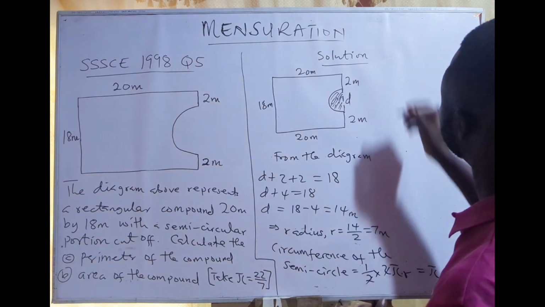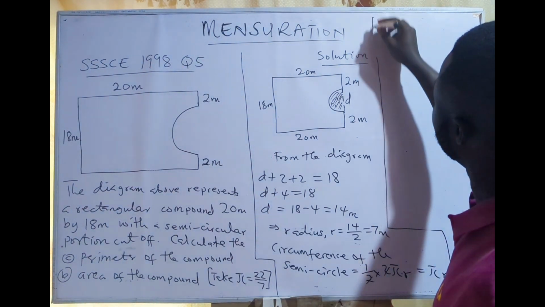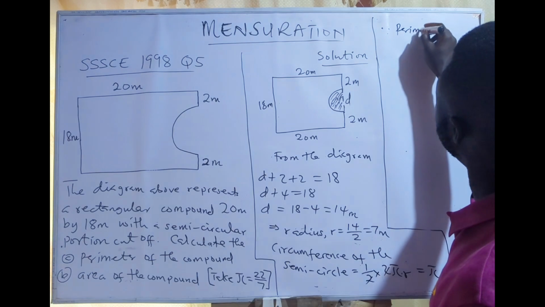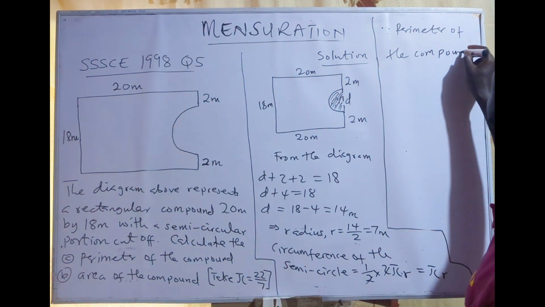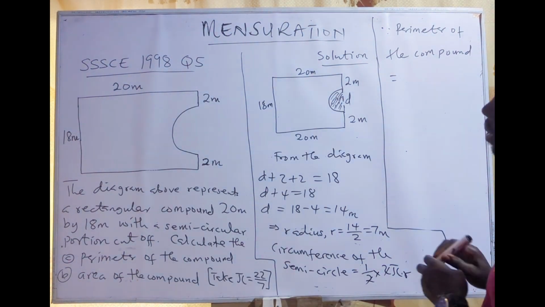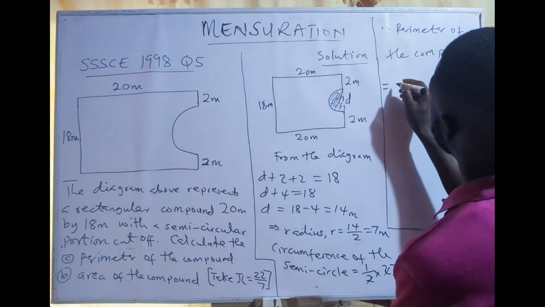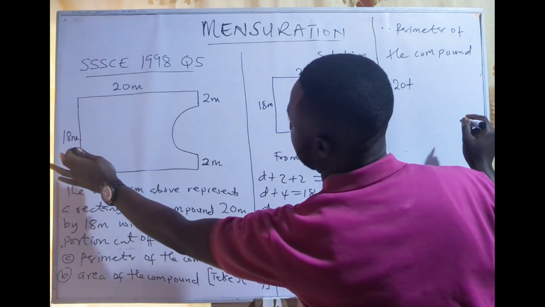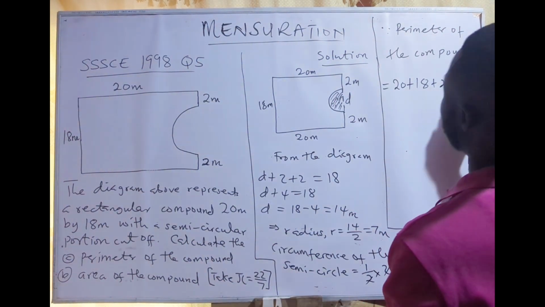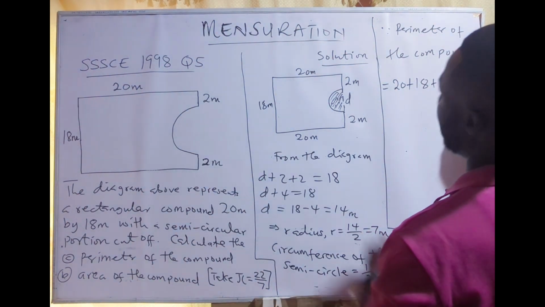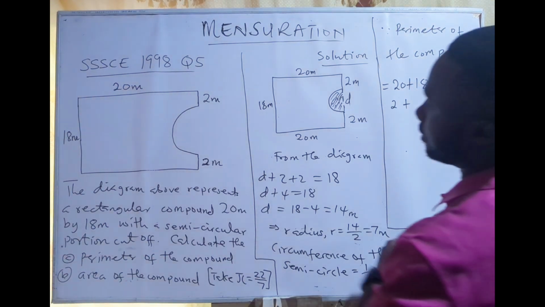Alright, so we say that therefore perimeter of the compound is equal to, we add all the 20 plus 18 plus, so it will be equal to what? 20 plus 18 plus 20 here plus 2 plus 2 here plus pi r. Okay, this particular side.